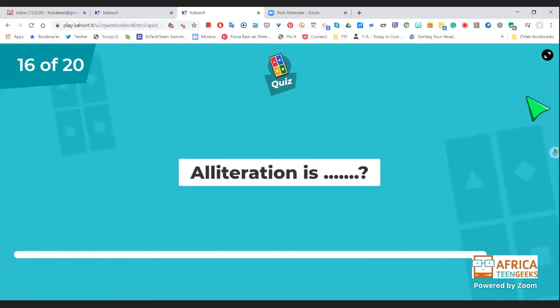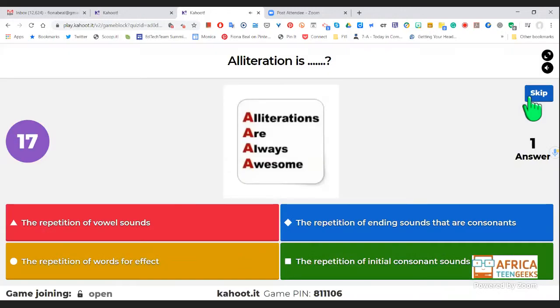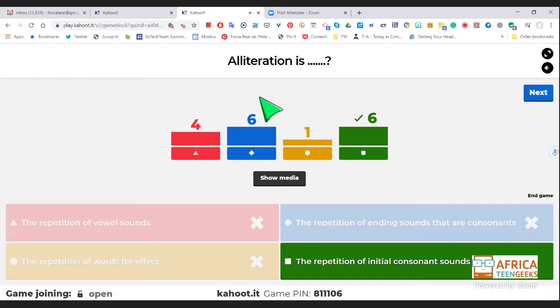Alliteration is. Which one is it? Right, it's a repetition of initial consonant sounds. So there was something to confuse you in the picture. It said alliterations are always awesome, starting with vowel sounds, but alliteration always starts with consonant sounds. They repeated. Well done, everyone. Those 6 people.